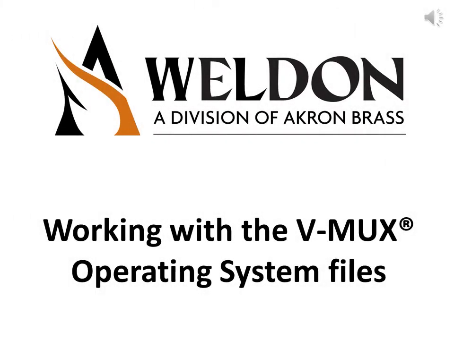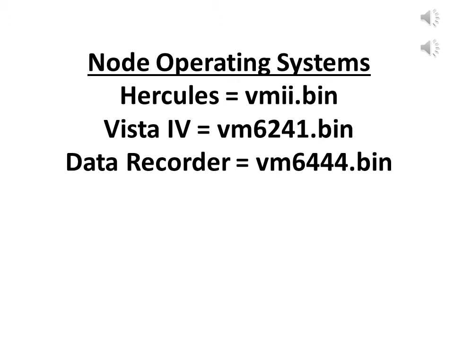Today's VMUX lesson is working with the VMUX operating system files. Here we see some examples of Node operating system files for the Hercules Vista 4 data recorder. There's about 8 or 9 of them altogether. All Node operating system files begin with the letters VM for VMUX as the leading letters in the file name.